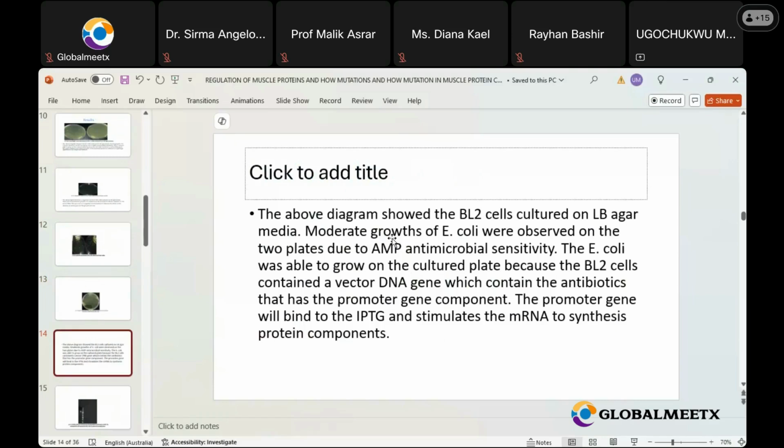The E. coli was able to grow in the culture media because the BL2 cells contain a vector gene which contains the antibiotics that has the promoter gene component. The promoter gene will bind to the IPTG and stimulate the messenger RNA to synthesize protein component.